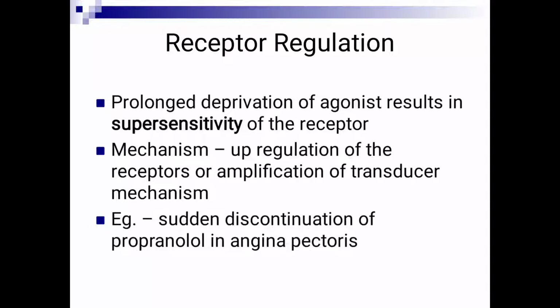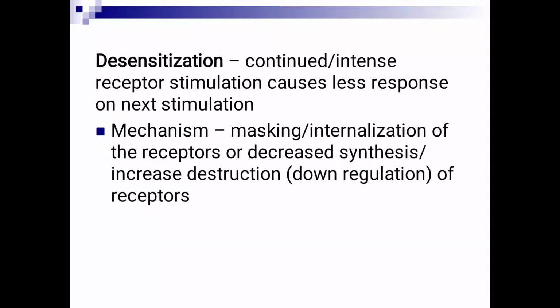If we suddenly stop propranolol after a long time in a patient with angina, there will be an increase in the number of beta receptors, because propranolol is a beta blocker. So this is an example of upregulation of receptor, rapid supersensitivity of receptor. Now the opposite of it is desensitization of receptor.